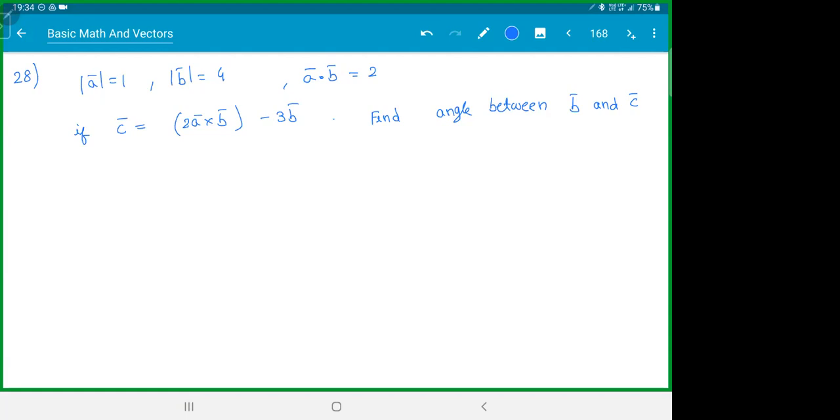So before going there, let's find some details here. A bar dot B bar will be mod A, mod B, cos theta, where theta is the angle between them. A dot B is 2, A is 1, B is 4, so cos theta is half. Means theta is 60 degrees. This is the angle between A bar and B bar.